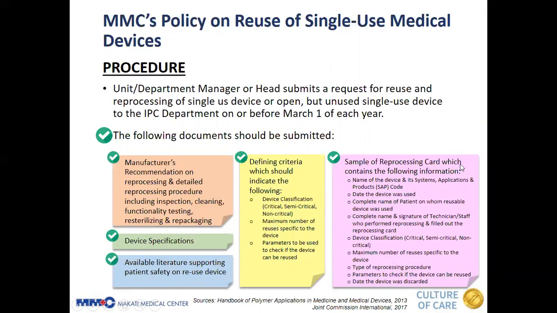And then the sample of the reprocessing card, which contains the following information: name of the device and its system application and product code, date the device was used, complete name of patient on whom the reusable device was used, complete name and signature of the technician or staff who performs reprocessing and fills out the reprocessing card, device classification (critical, semi-critical, or non-critical item), maximum number of reuses specific to the device, type of processing procedure, parameters to check if the device can be reused, and date the device was discarded.